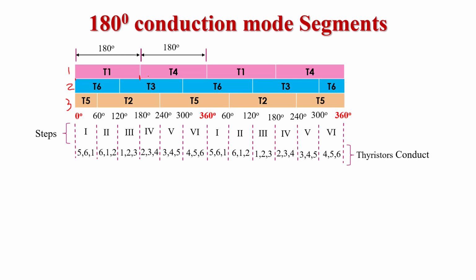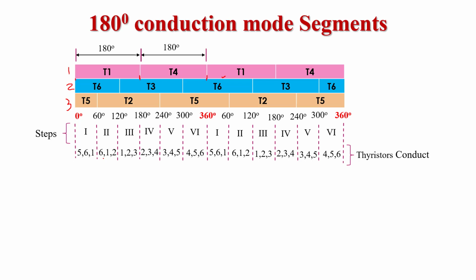After that, we provide a firing pulse to thyristor T4, and T4 will conduct again for 180 degrees. After that, again we give a firing pulse to thyristor T1, and T1 will conduct for 180 degrees. Then we provide a gate triggering pulse to thyristor T4, and T4 starts conducting for 180 degrees, and so on. Now moving to segment 2, that is phase B. Here in segment 2 we have two thyristors, T3 and T6.